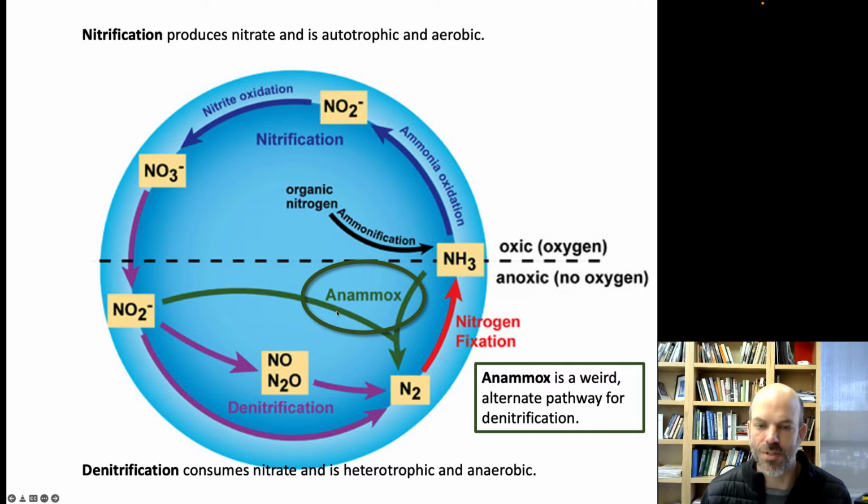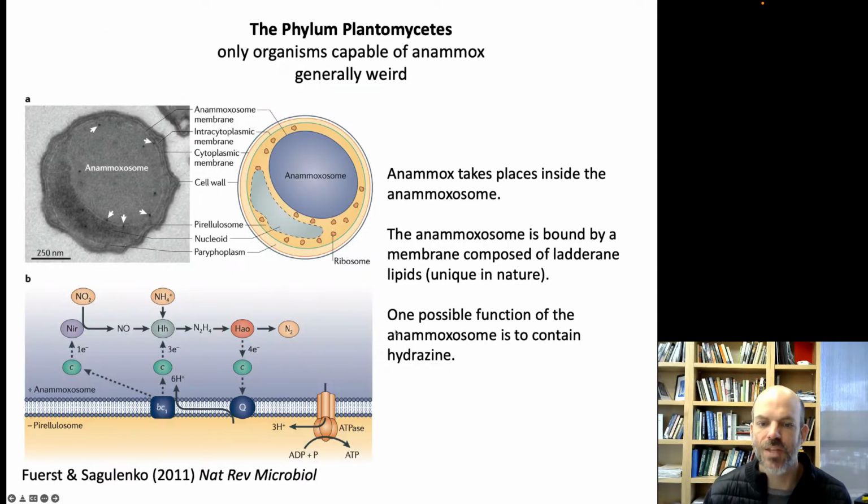So in some ways, you can almost think of it as a hybrid between denitrification and nitrification. It's producing N2 from nitrite, like denitrification, and it's consuming ammonia, like nitrification. So that occupies this kind of intermediate weird place in the nitrogen cycle. And the organisms that do it are also very weird.